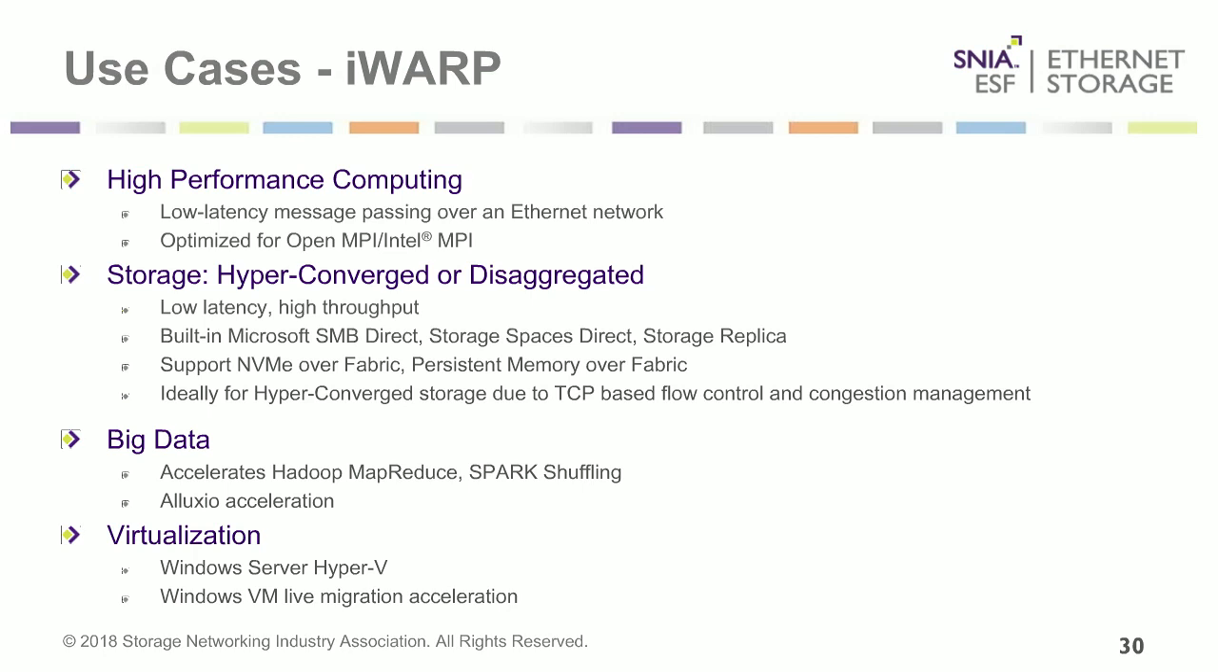Storage, iWARP can support both hyperconverged or disaggregated, especially for the TCP-based transportation. iWARP is ideal for the hyperconverged storage so that you can scale in a mixed compute and storage network. It can scale to tens of thousands of nodes and span multiple hubs. TCP can deal with the flow control and the congestion management. That's a huge benefit for iWARP.